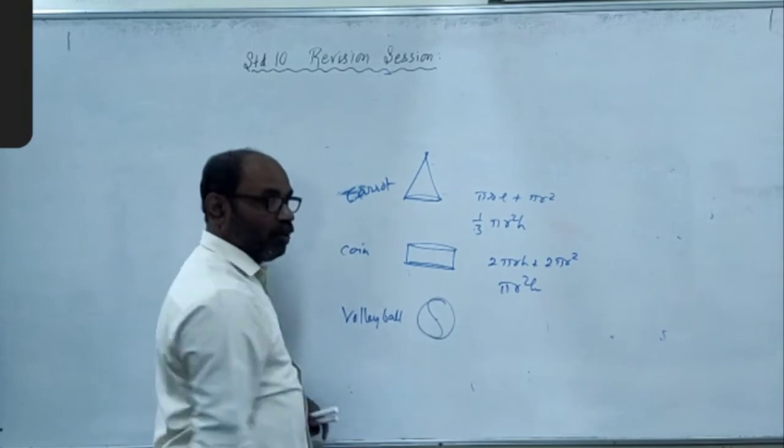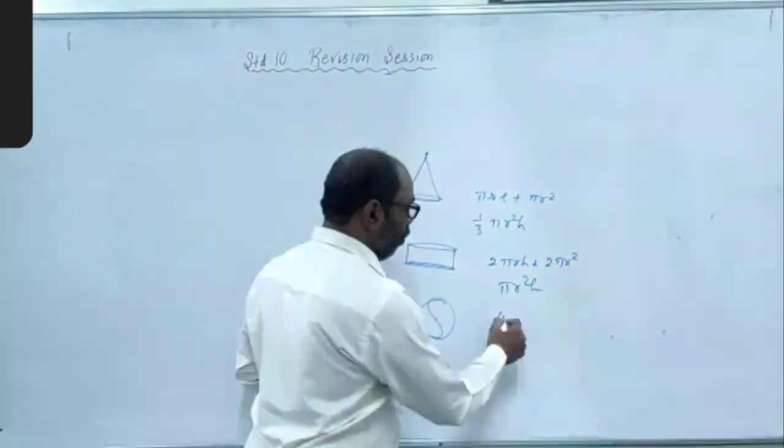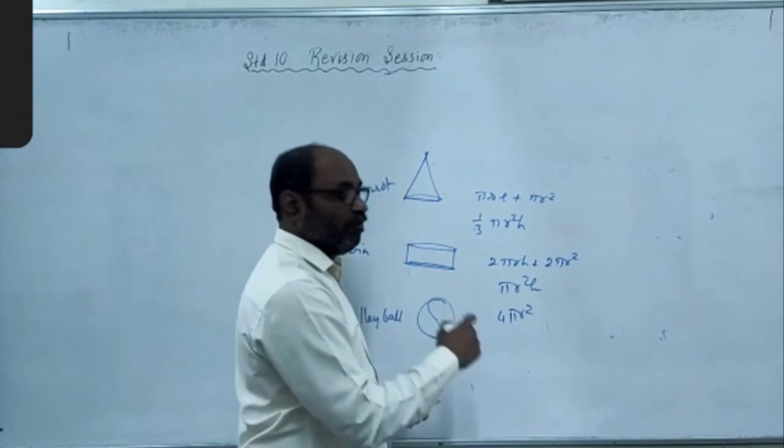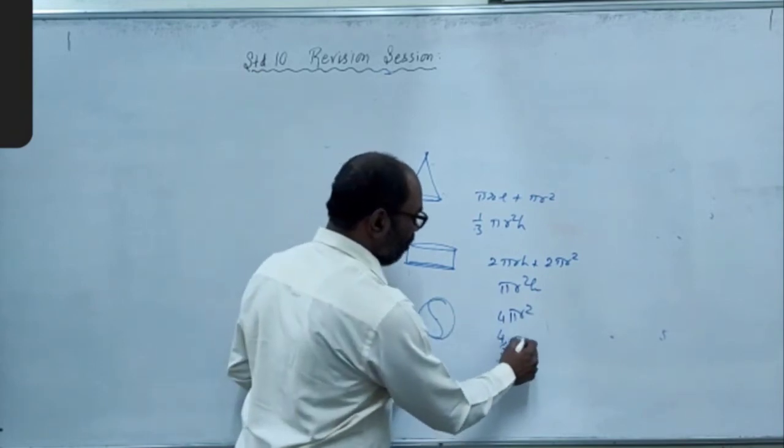Okay. Carrot लिया मैंने. फिर वॉलीबॉल, वो स्फेरिकल है. What is the surface area? 4 times πr². And volume formula? 4/3 times πr³.